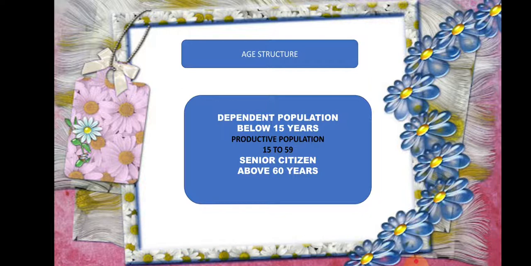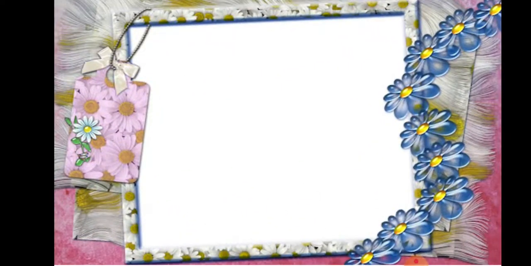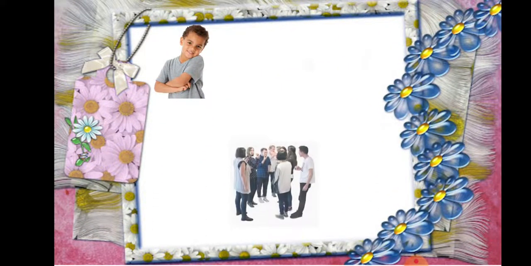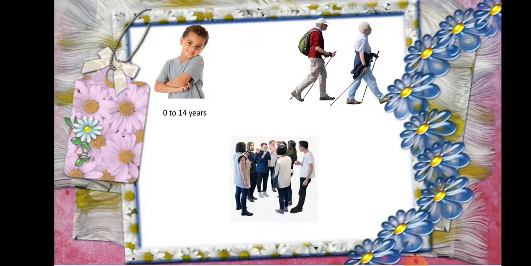for any resources. So these two groups, the children group and the old group, if we add them, their percentage should be comparatively less than the productive group. Then the country will be developed. So this is how the three categories are seen. Let us see more detail about it. Here you see the children group, that is 0 to 14 years, then the productive group, that is 15 to 59, and old people, that is above 60 years.